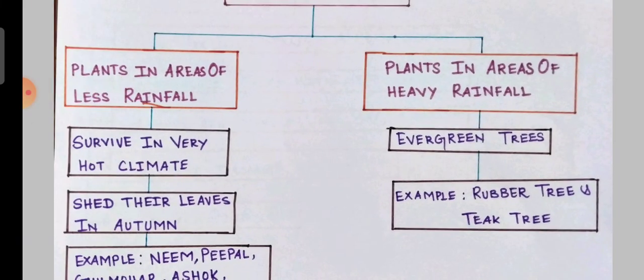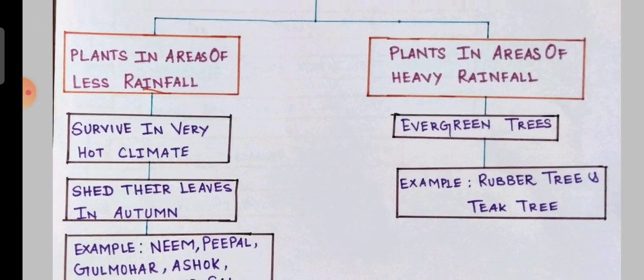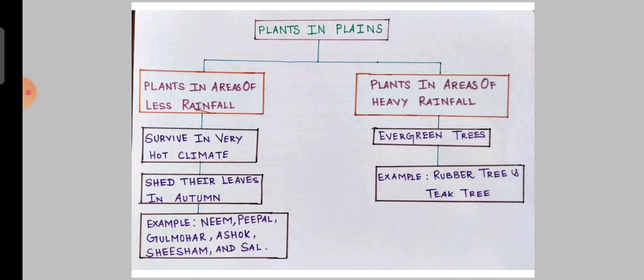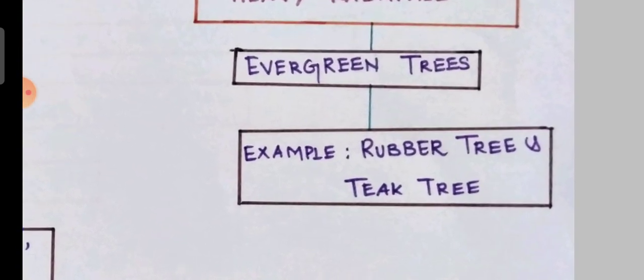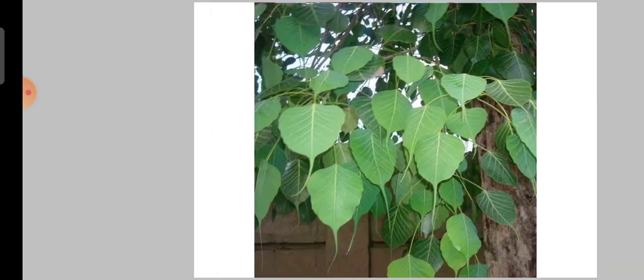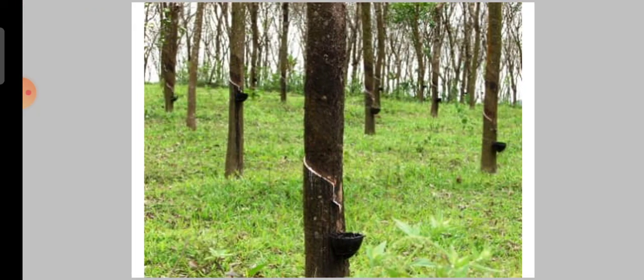So, plants in areas of heavy rainfall. These plants are evergreen, which means they are green throughout the year. Examples: rubber tree and tea tree. This is an image of a rubber tree.